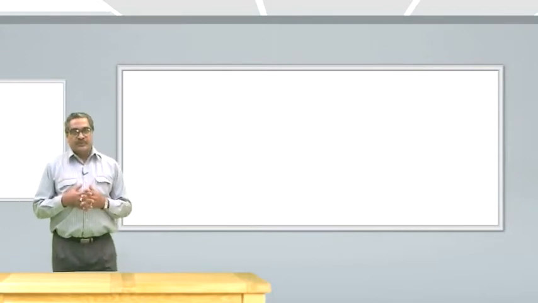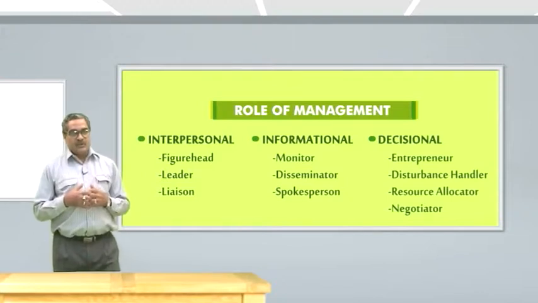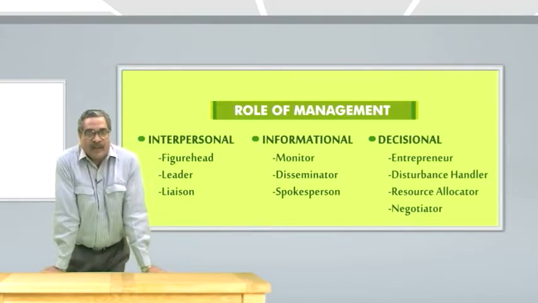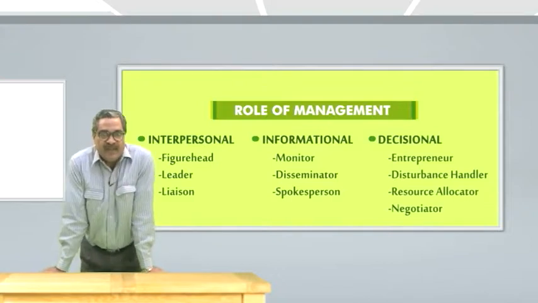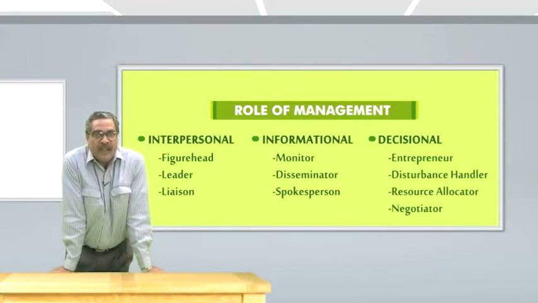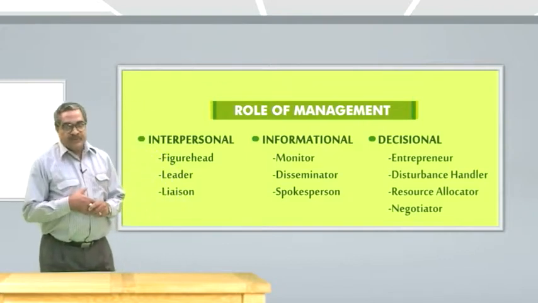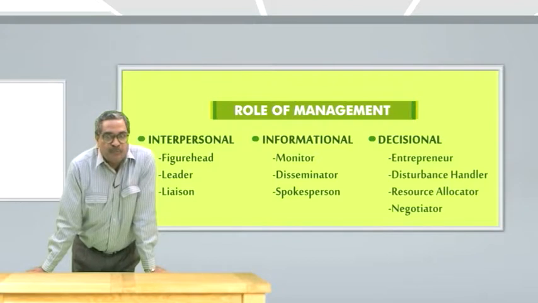There are certain roles which the manager has to perform. There are 10 roles grouped into 3 categories: interpersonal role, informational role and decisional role. Now, the interpersonal role can be thought of as figurehead, leader and liaison. Figurehead performs ceremonial activities. In the leader role, they direct and motivate the people. Liaison maintains information links. Informational role is that of monitor, disseminator and spokesperson.